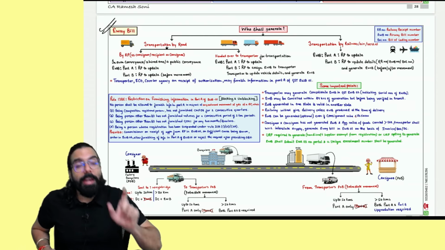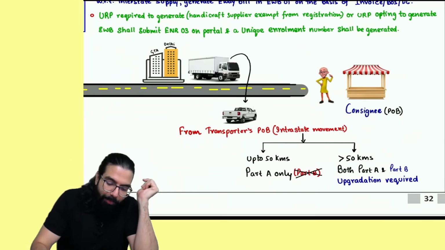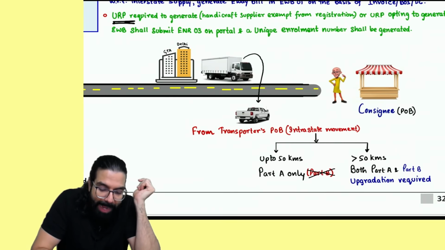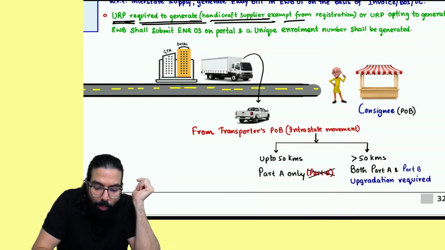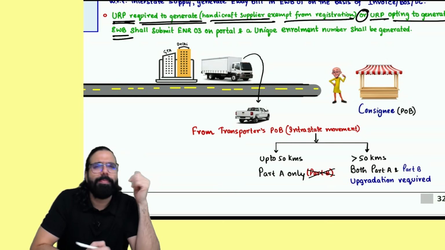Now, when they have to generate an e-way bill, they are telling how to generate. So, the government told, if you are an unregistered person and you are required to generate, the handicraft supplier who is exempted from registration or an unregistered person who is opting to generate an e-way bill, how will I generate?